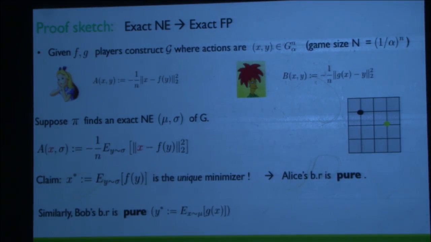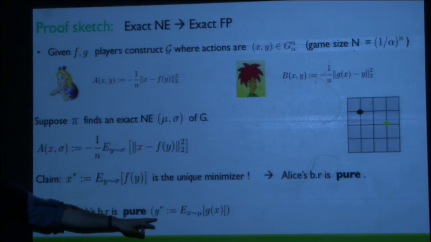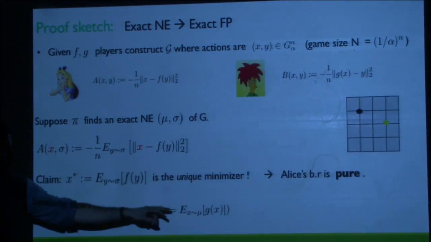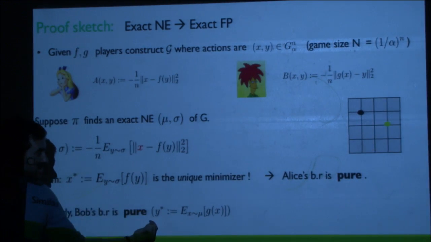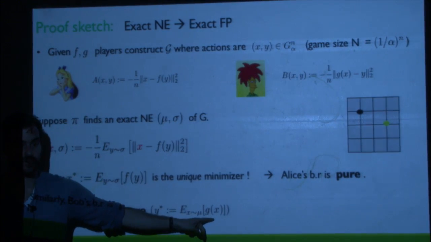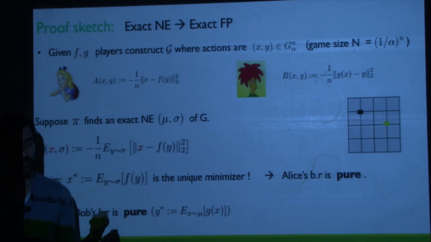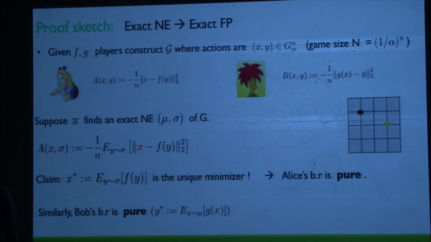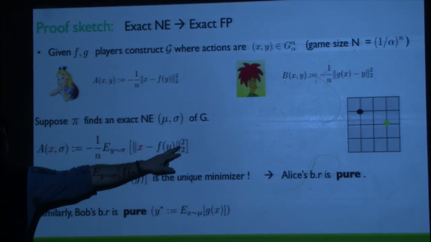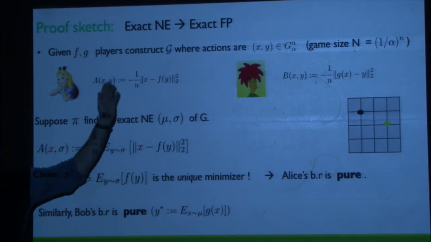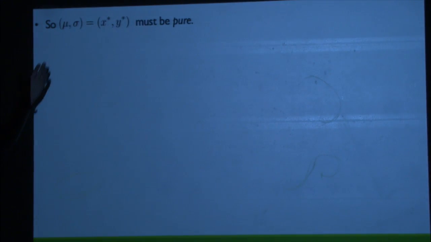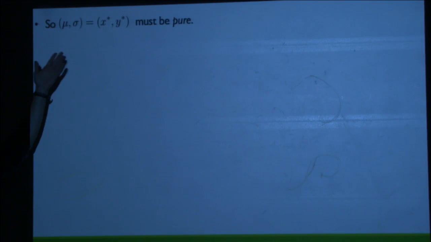Okay? And a similar argument ensures that for any equilibrium strategy, sigma and mu, Bob's best response is always to choose the expectation of G over Alice's strategy. Make sense? This is why we use the L2 norm here, not L infinity. We could use any convex function, but it's okay. So if you believe this, then any Nash equilibrium of this particular game has to be pure.